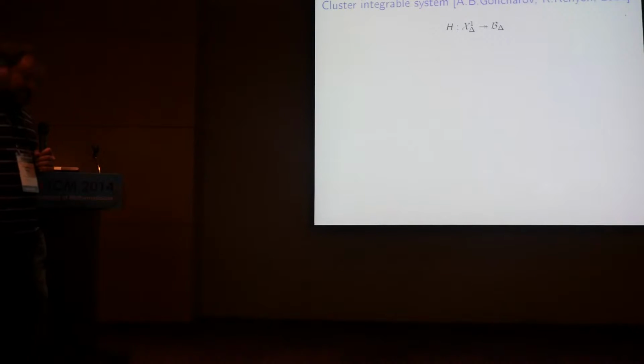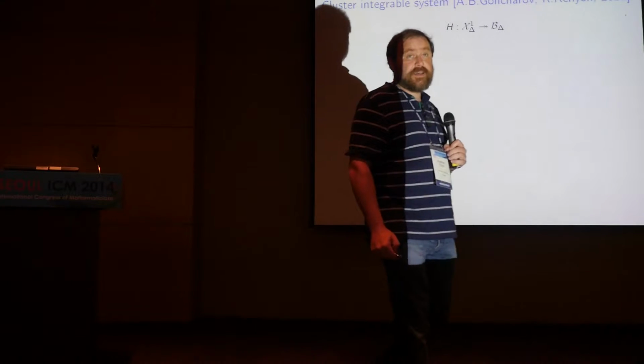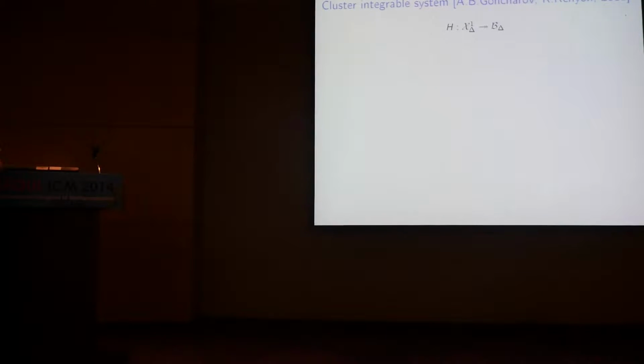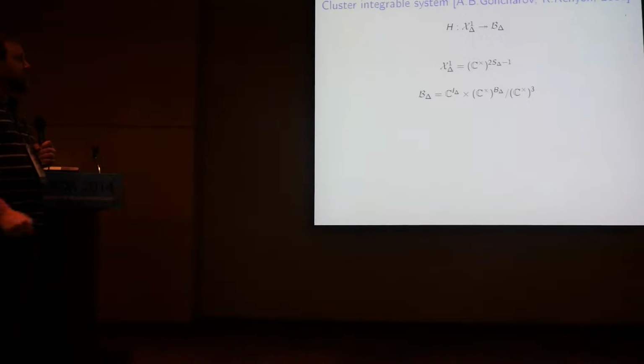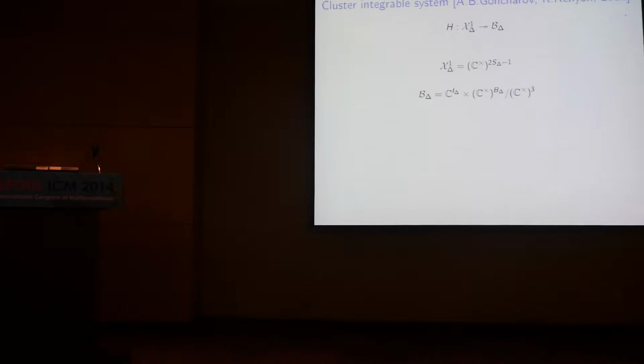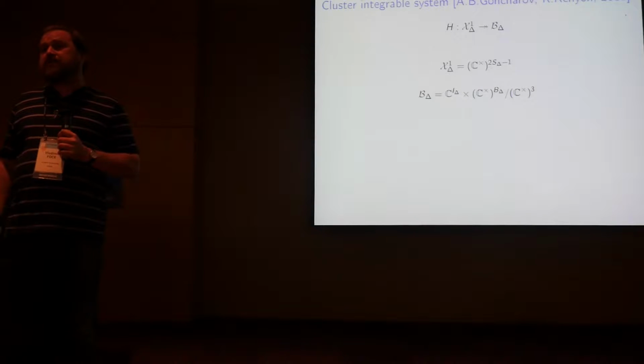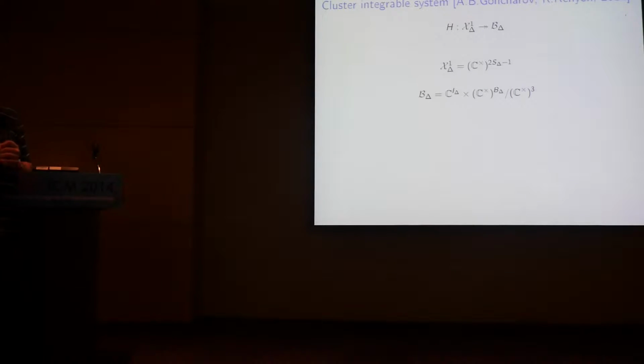So the cluster integrable system is not my construction. This was constructed by Goncharov and Kenyon. And what is that? It's just a map from one space to another. Both spaces are really very simple. The first space is an algebraic torus, so it's just a power of a multiplicative group, and for simplicity I wrote it just as C star. And the second is essentially almost the same thing. It's just some copies of C star, and then quotiented by some multiplicative group of dimension 3.